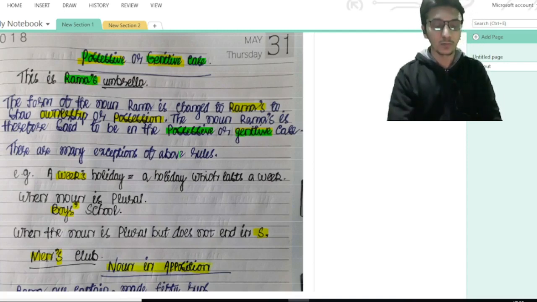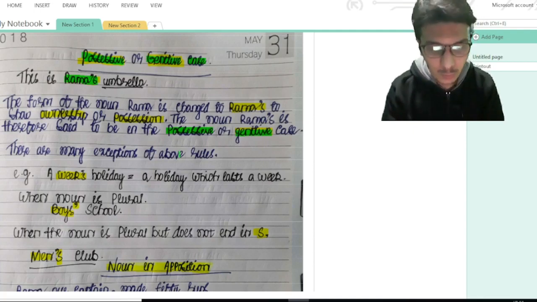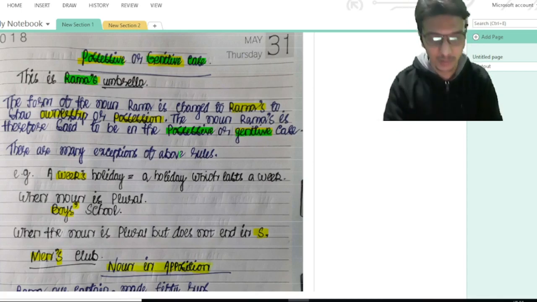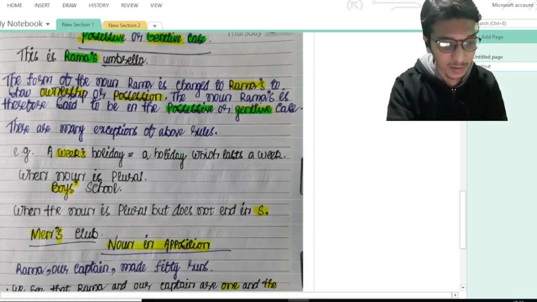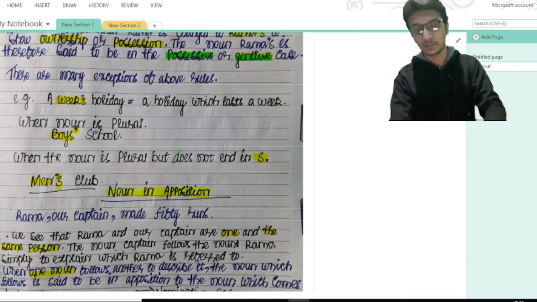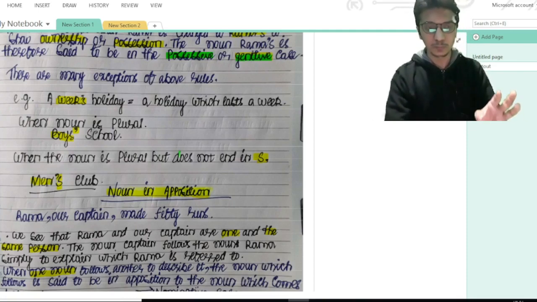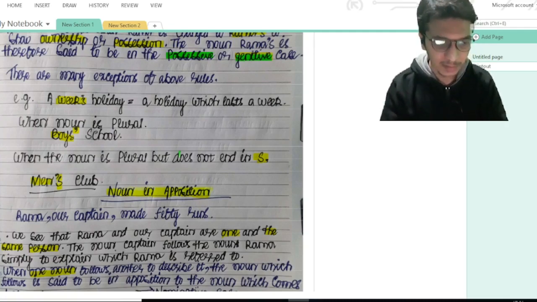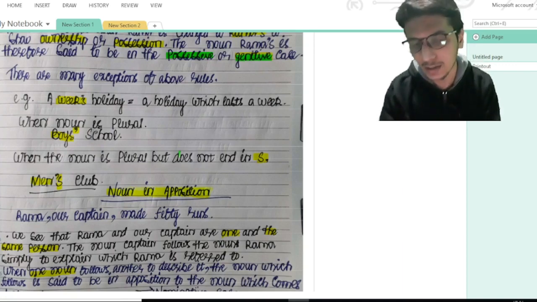When the noun is plural, like boys' school, boys is already a plural word, so we don't need to write s after the apostrophe. We write the apostrophe after s. When the noun is plural but does not end in s, like man, men, woman, women, we don't put the apostrophe at the end of the word. In this case, we first write the apostrophe, then we write s, to show possession.